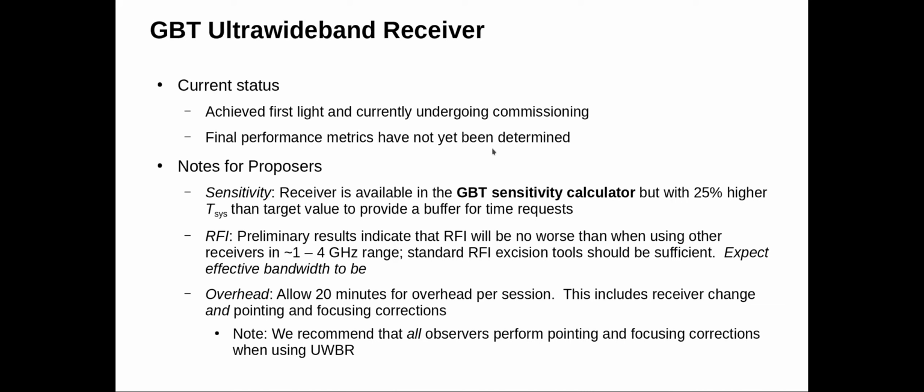So we're still iterating on some of the engineering aspects to try and bring the TSIS down as low as possible. With that in mind, the receiver is available as an option in the GBT sensitivity calculator. If you plan on using or proposing for this receiver, you should use the sensitivity calculator to estimate your required observing time. Right now, the sensitivity calculator is using a system temperature which is higher than the target value, just to provide some buffer for time requests in case we continue to have to do a little bit of iteration to get things down to our target level.